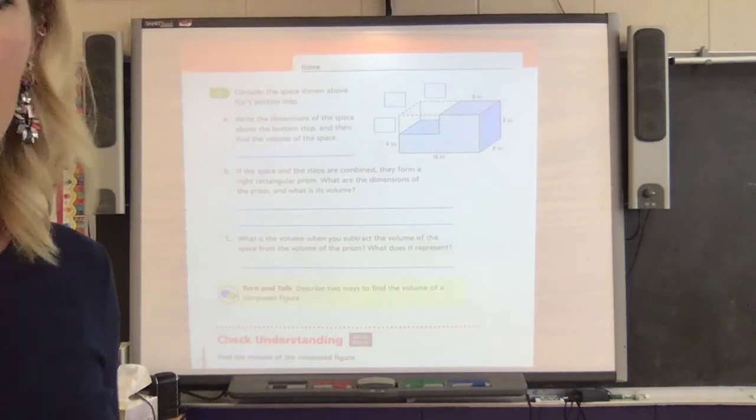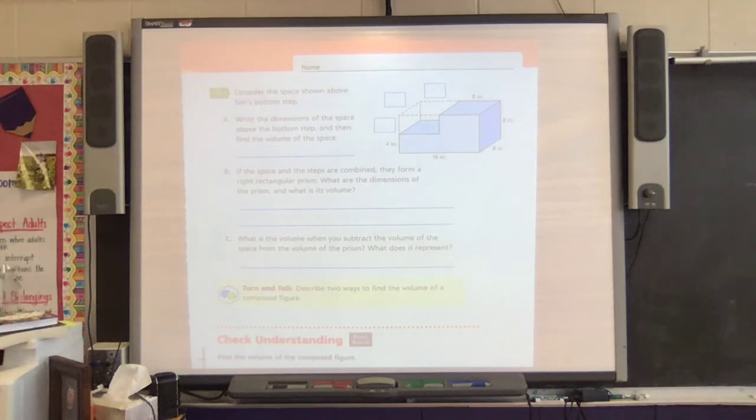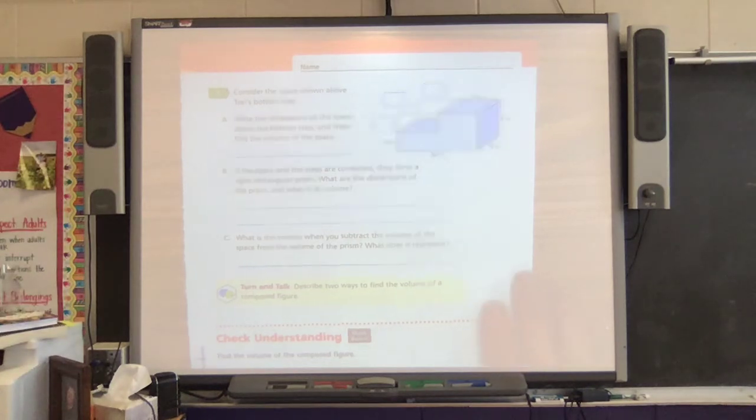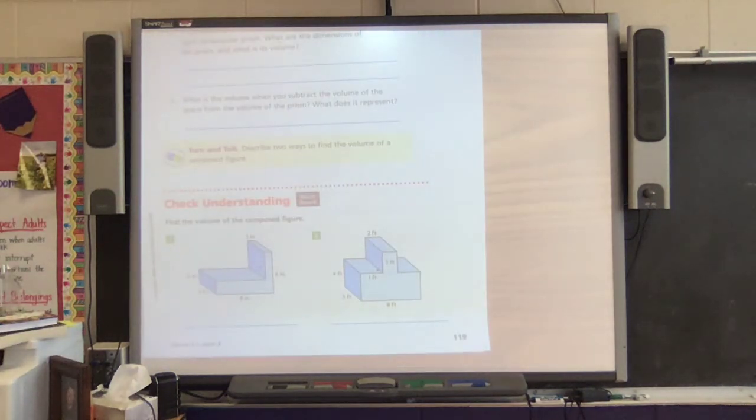All right, so let's turn the page, and we are on page 119, and we're gonna keep finding the volume of these composed or composite figures.